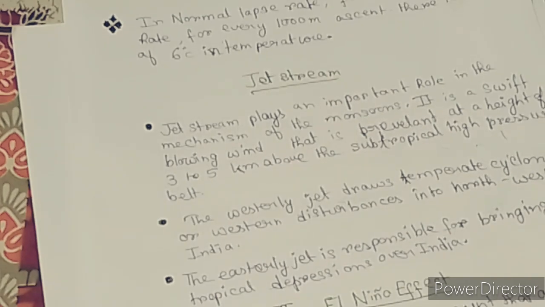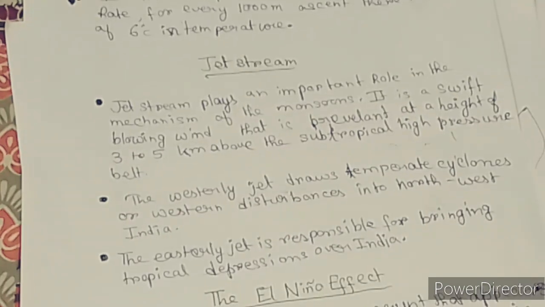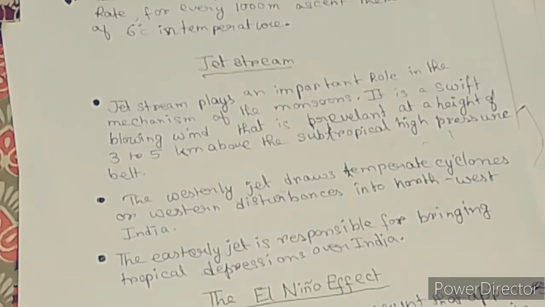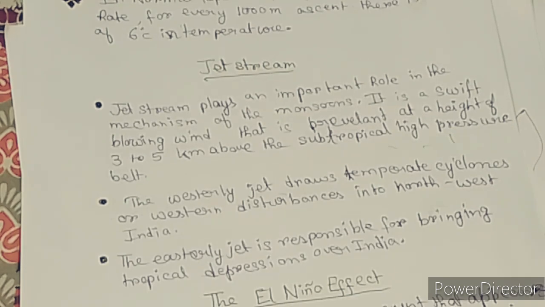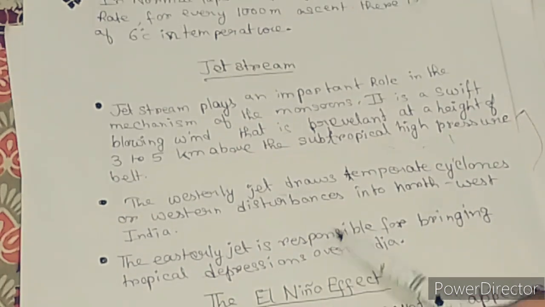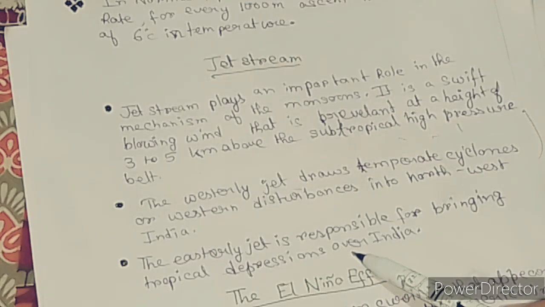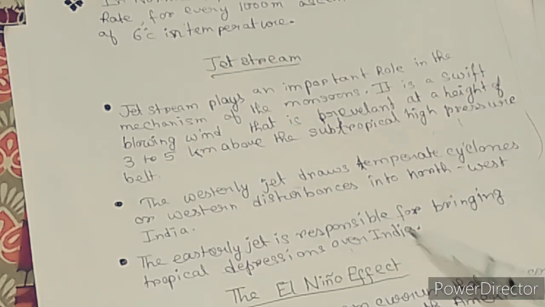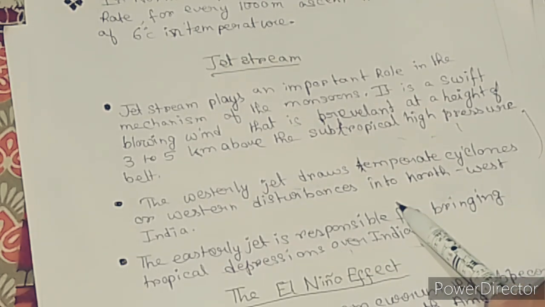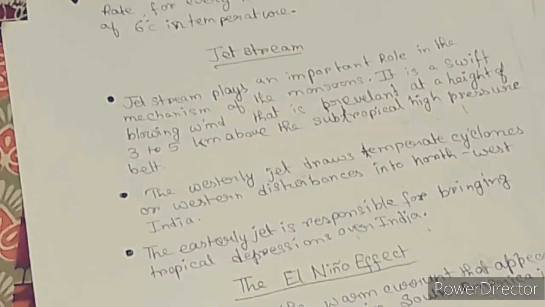There are two types of jet streams, westerly jet and easterly jet. The westerly jet draws temperate cyclones or western disturbances into northwest India. What do you mean by western disturbance? Western disturbance is a type of wind that prevails over North India. Now, the easterly jet is responsible for bringing tropical depressions over India. The easterly jet brings tropical depressions over India, and the westerly jet brings western disturbances over North India, such as Punjab, Haryana, Uttarakhand, and western Uttar Pradesh.